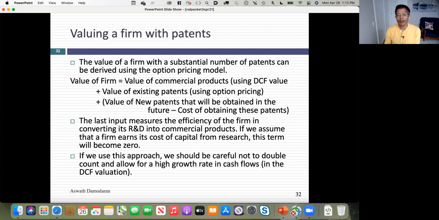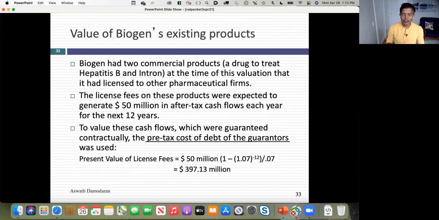So I'm going to try to value Biogen in 3 slices: existing drugs, the patents they own, which in this case is just Avonex, and then the value of continuing R&D. Let's start with the existing drugs. There are 2 drugs, one to treat hepatitis B and another drug called Intron, that they had created, but they didn't produce. They actually licensed it out to other pharmaceutical companies.